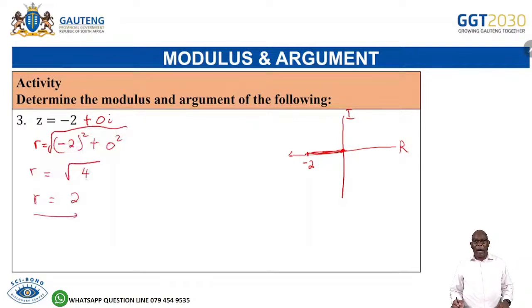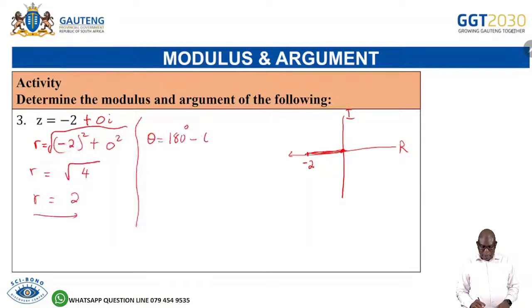So my R is 2, but now how am I going to get my modulus? My argument, sorry. In terms of the argument, here it's in the second quadrant. So my theta is going to be 180 degrees minus the tan inverse of 0 over -2. This is going to be 0, obviously. So I'm going to get theta equals the tan inverse of 0.